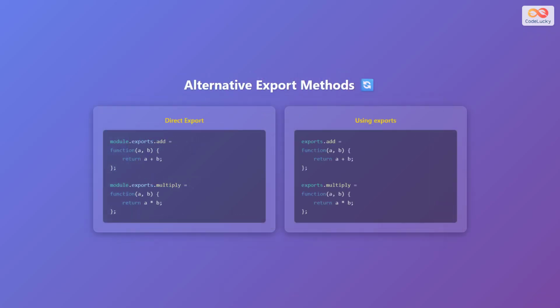There are also alternative methods for exporting functions. One way is to directly export each function by assigning them to module.exports with the function name. Another method involves using the exports object directly. You can assign functions to exports.add and exports.multiply. Both approaches achieve the same result, so choose the one that best fits your coding style.